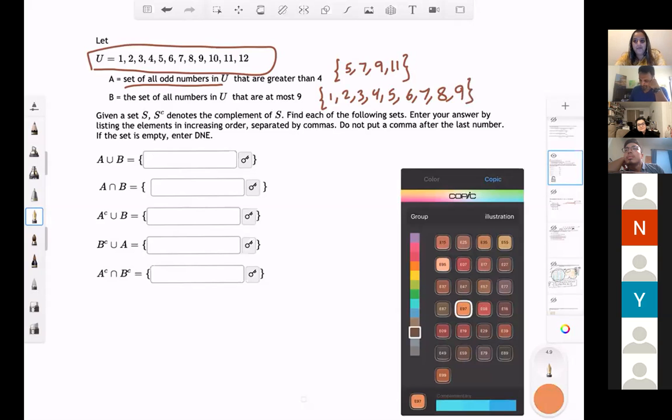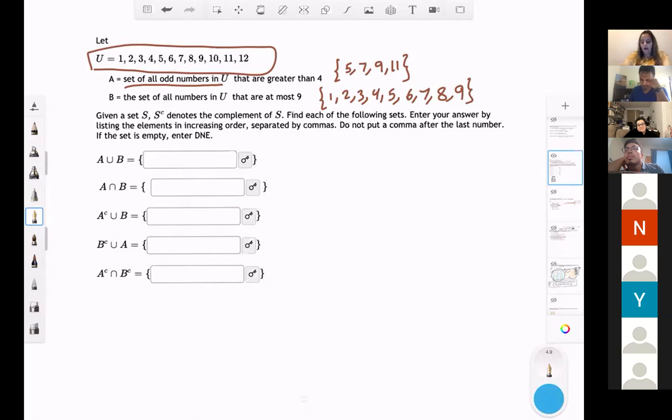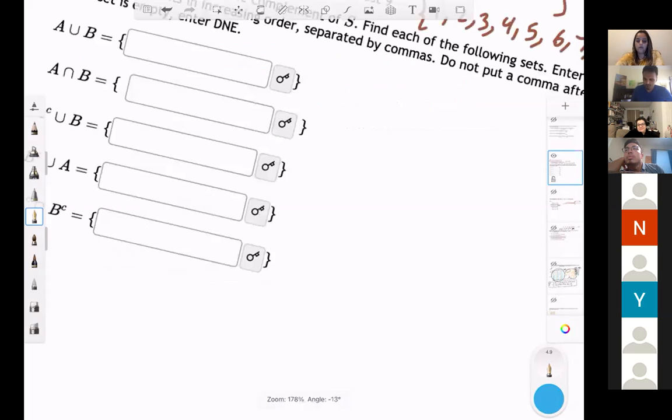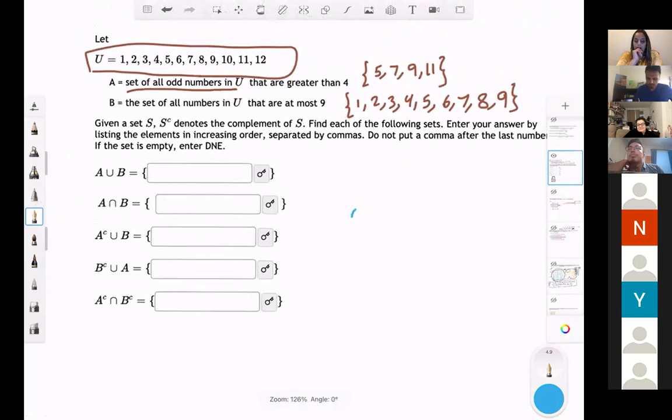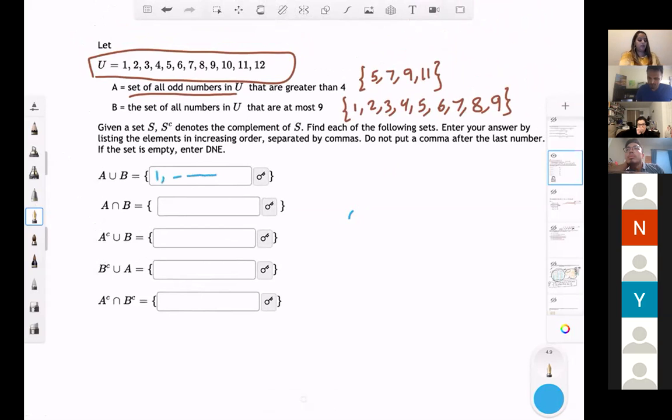So what is A union B? You said everything, correct? I had said everything, but now that I'm looking at it, it's everything but 12. Very nice. So very important. So we're going to have the set of 1 goes to 11. You list them, correct? I just put that.